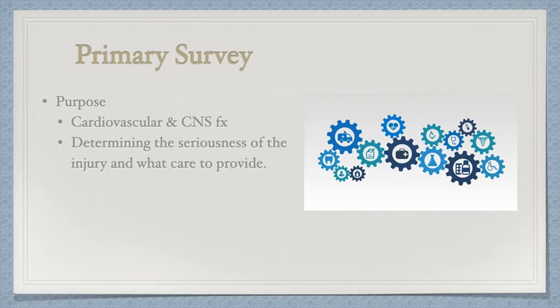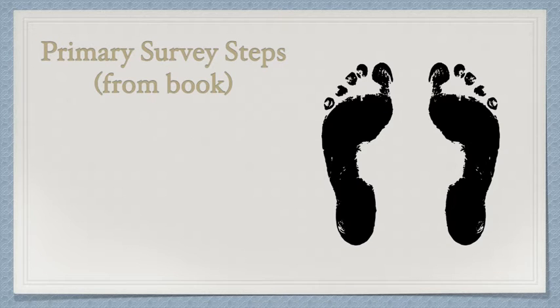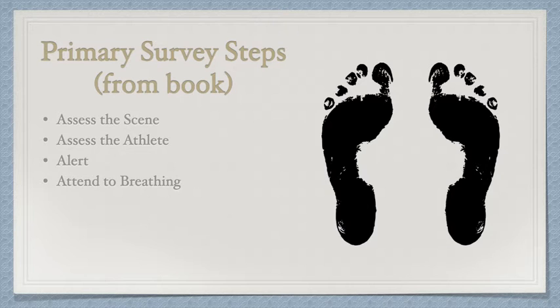We also want to determine quickly the seriousness of the injury and what care to provide for that particular athlete when they're hurt. So the steps from our textbook are assess the scene, assess the athlete, alert, and attend to breathing. Now I'm going to go over each one of these steps using another set of steps that I've learned, and I think it comes from the American Red Cross and some of the CPR classes that you'll end up taking for our class when you take your CPR course.